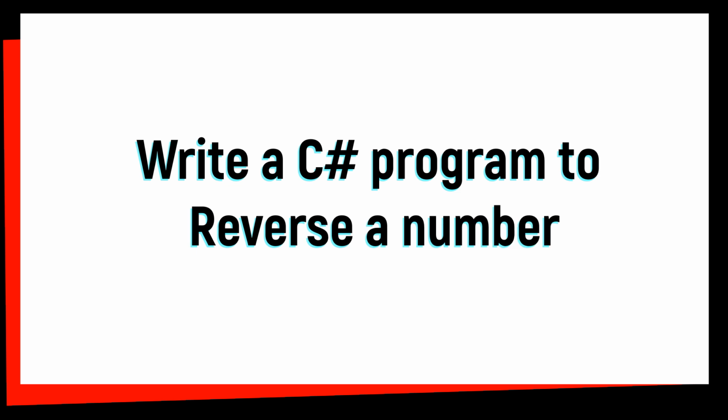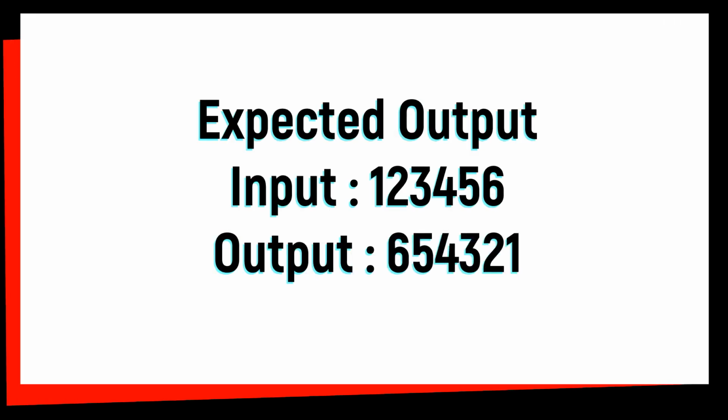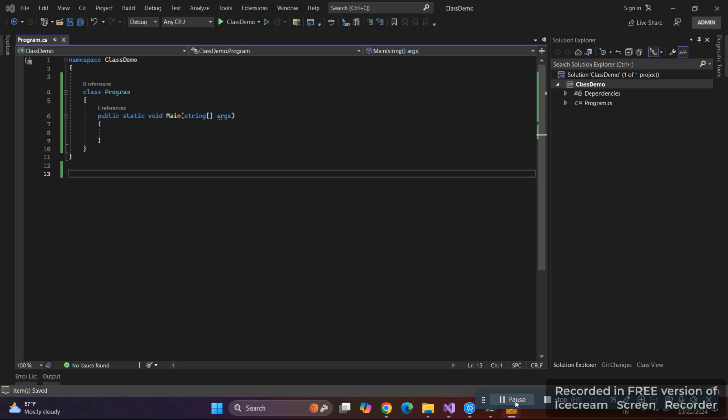Write a C# program to reverse the number. So what is the expected output for this? For example, if you provide the input as 1, 2, 3, 4, 5, 6, the output should be 6, 5, 4, 3, 2, 1, the exact reverse of the number which we are giving. Now let's see programmatically how to reverse the given number.